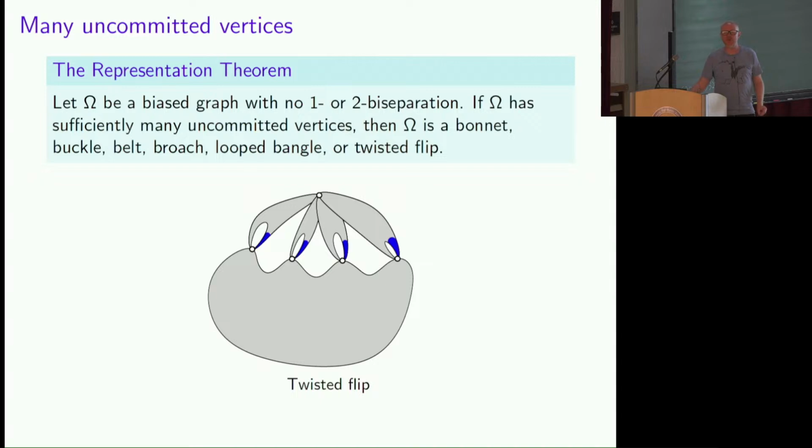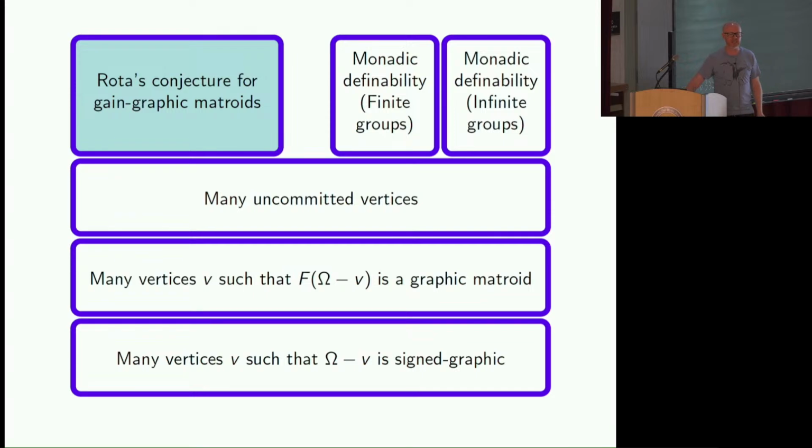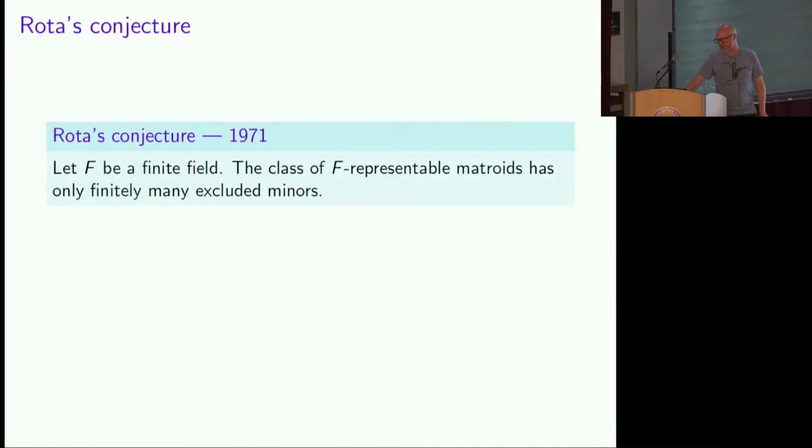Okay, so that's what we call the representation theorem. The bottom 3 blocks of our castle give us control over different representations. With sufficient control over representations, we should be able to move to our applications. So the first application, well, maybe not the first, but the most notable application being Rota's conjecture.